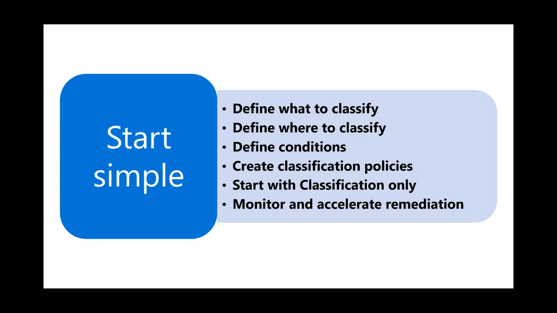Maybe you can start with classification only. Don't apply protection at the beginning. Just introduce the classification to users. Tell them we have these kinds of labels and this classification mechanism. Let them understand without putting any restrictions or any kind of protection yet, because users tend, at the beginning, when they don't understand, to circumvent this.